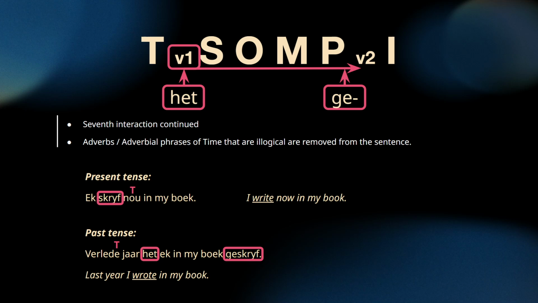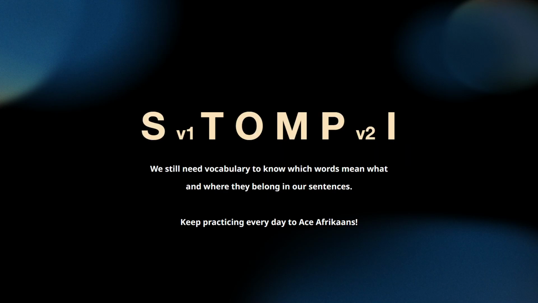Verlede jaar, then my verb het, then my subject, ek, then in my book, my place. My original verb 1, I move to the second verb position, and I add the ge prefix, geskryf. Last year, I wrote in my book. Or directly translated, last year, I, in my book, wrote.